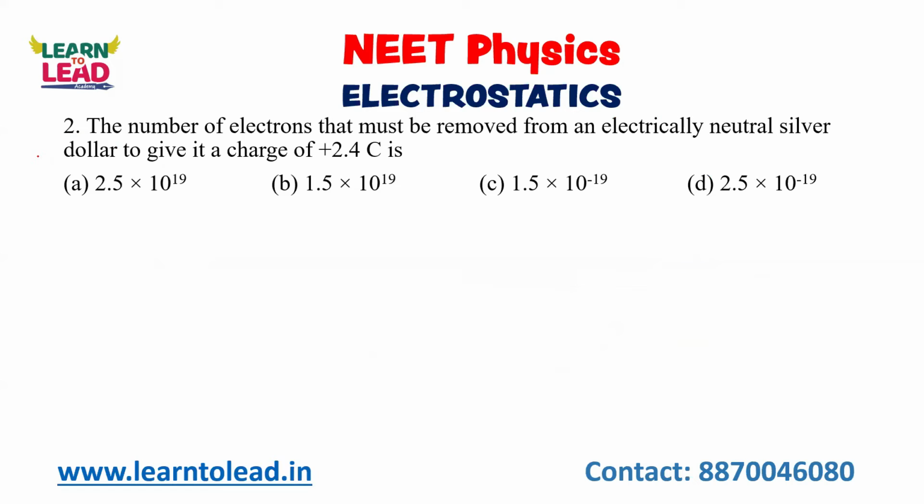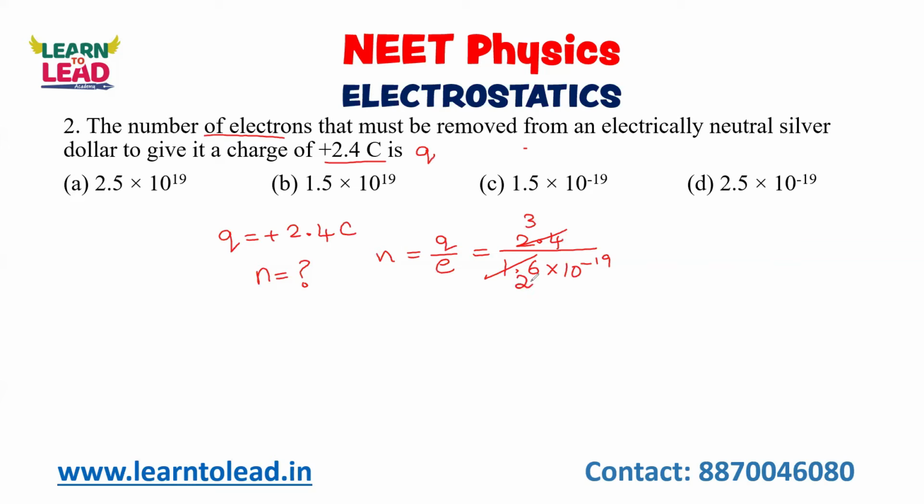Next. The number of electrons that must be removed from an electrically neutral silver dollar to give it a charge of plus 2.4 coulomb. The charge they have given is plus 2.4 coulomb total charge. And the number of electrons, what is the value of N? N is equal to Q by E, where Q value is 2.4 and charge of an electron is 1.6 into 10 to the power minus 19. If you cancel, we will get 3 by 2. 3 by 2 is nothing but 1.5 into 10 to the power 19.